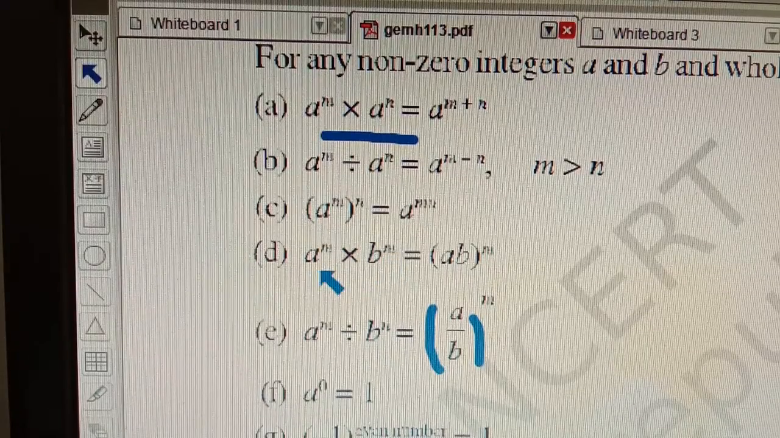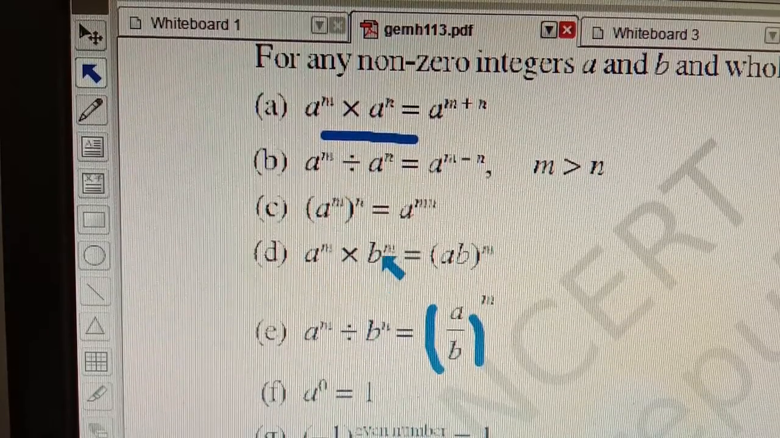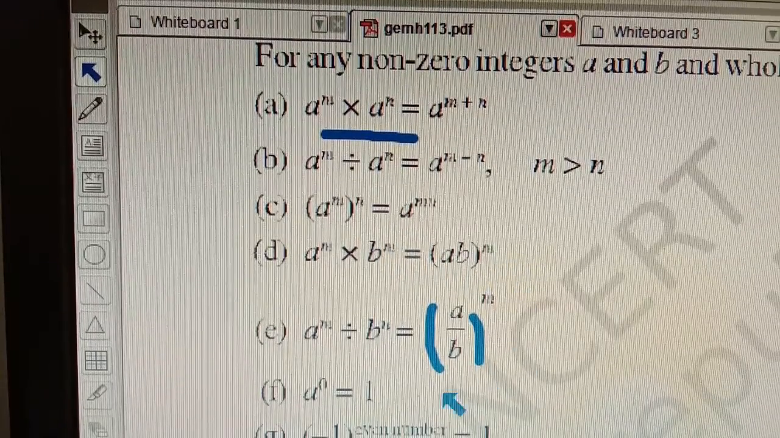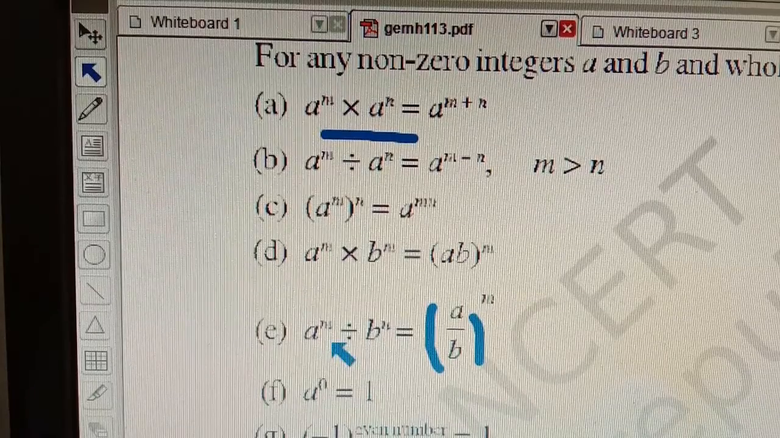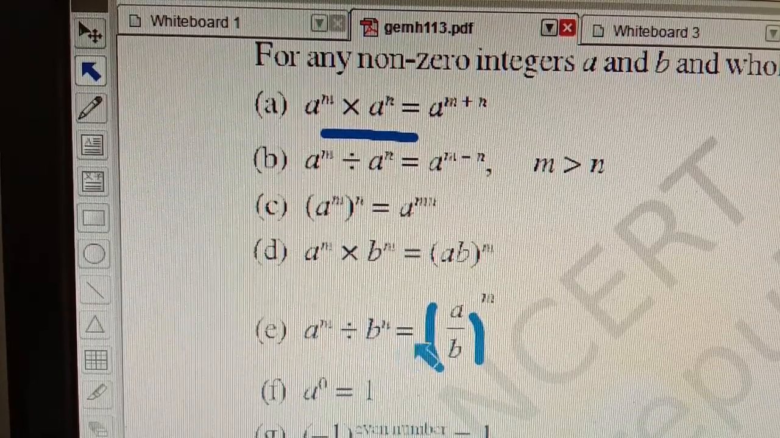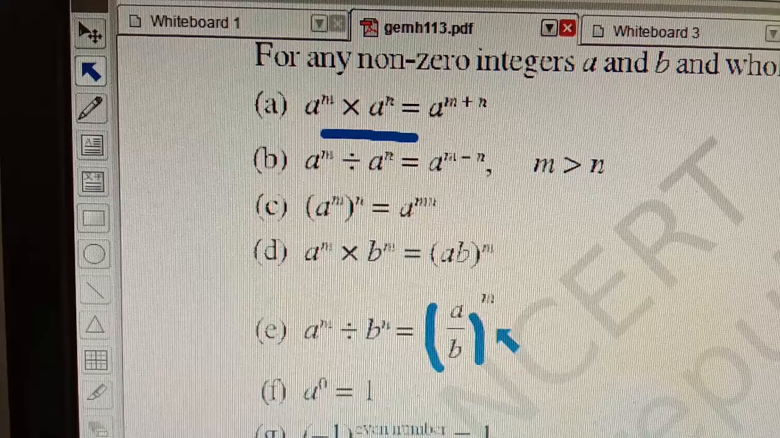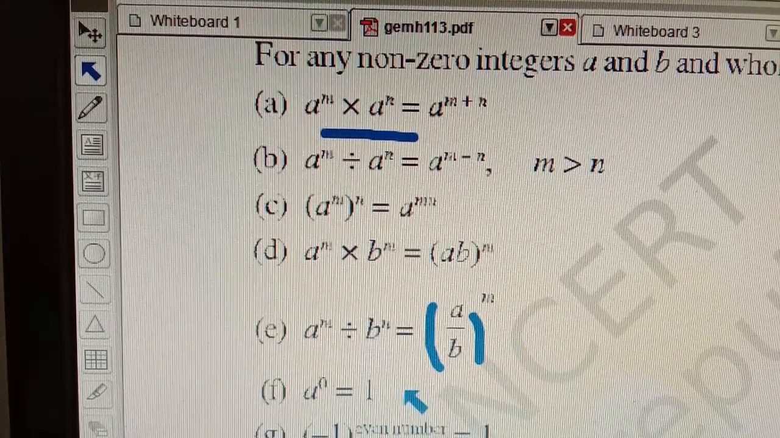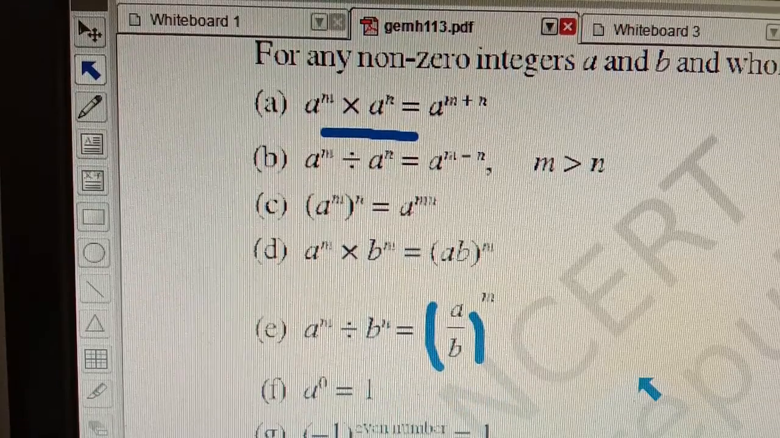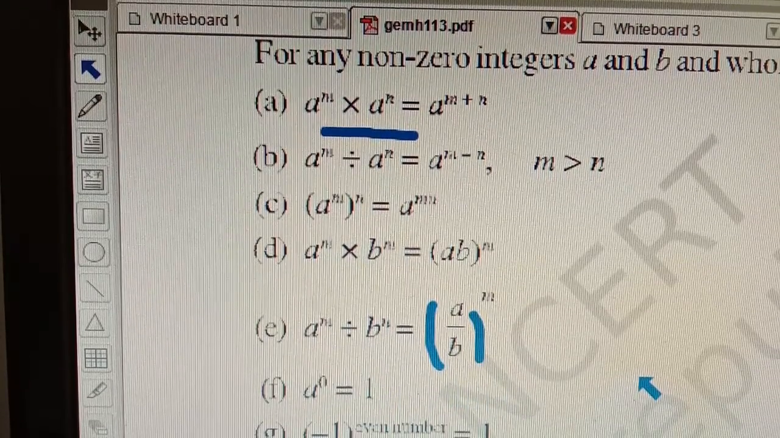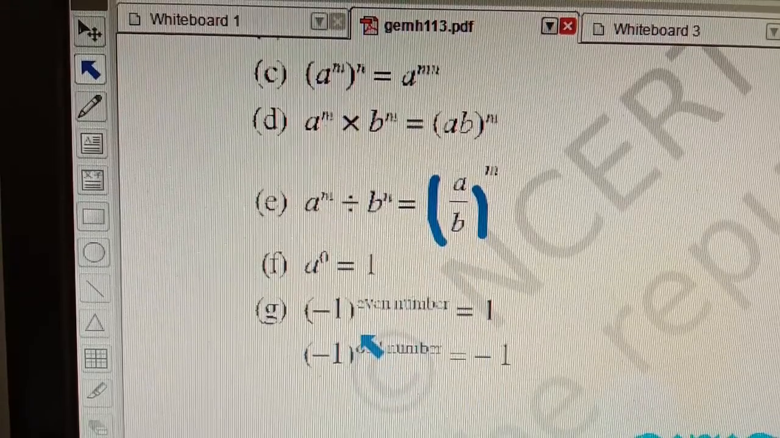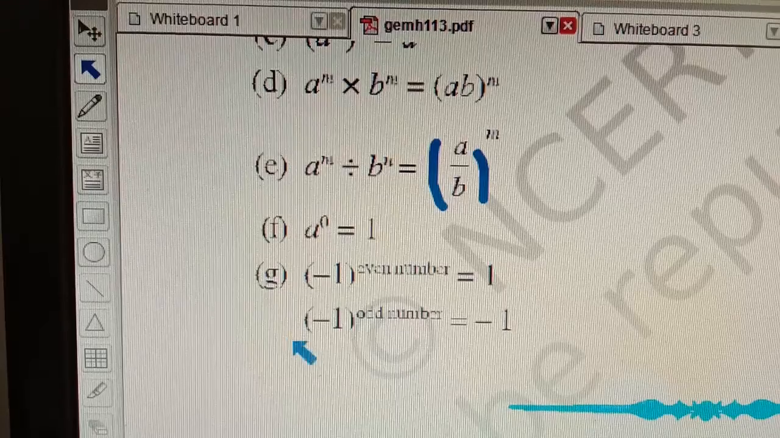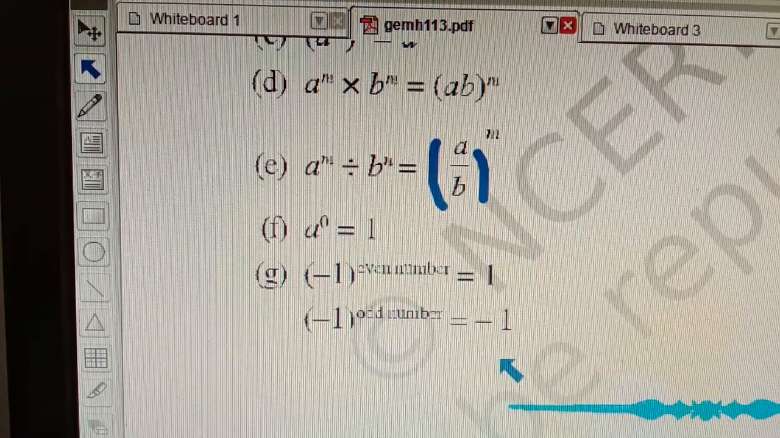So the law is this way: a to the power m into b to the power m is equal to ab whole to the power m. The same way, a to the power of m divided by b to the power of m is equal to a by b whole to the power of m. The next law is a to the power of 0 is equal to 1. Then there is one more law: minus 1 to the power of an even number is 1, and minus 1 to the power of any odd number is negative 1.